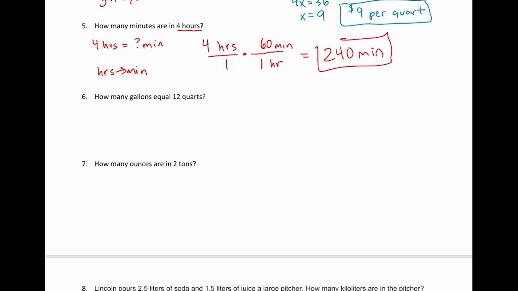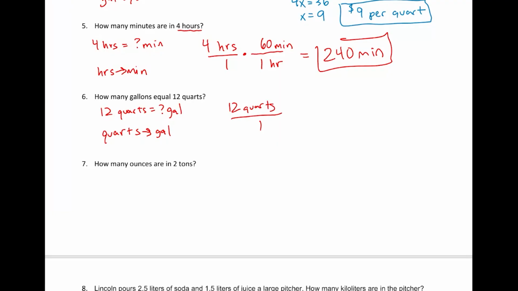Number 6 says how many gallons are equal 12 quarts. So we're saying 12 quarts is equal to how many gallons? Okay, and we do have a conversion here to go straight from quarts to gallons. And so that's given, 1 gallon's 4 quarts.